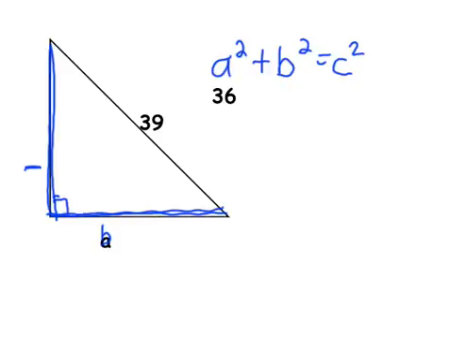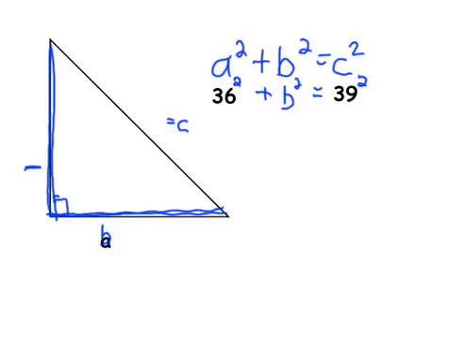I don't have a B, but I do have my C. Watch where I put this number. It's very important. That 39 is your C. That's got to go all the way on the end, underneath your C. That is a big deal. You put it in the wrong place, we'll get the wrong answer. I'm going to copy everything else down that I don't have. So bring that little squared. Everything else comes straight down.